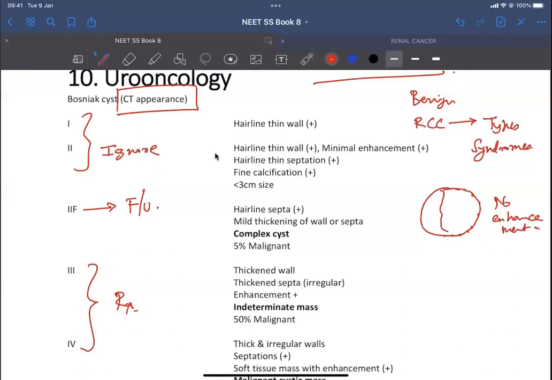Type 2F can have some thickening of the septa, and it's from here that they start getting categorized as complex cysts. And sometimes you also have what's called the hyperdense cyst. If you remember, cysts are fluid, and so the Hounsfield units should be very, very low. But sometimes you've got cysts that are hyperdense. These are still non-malignant.